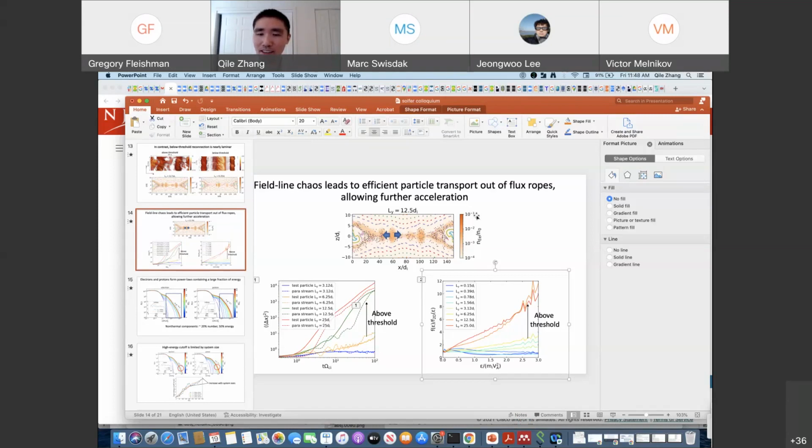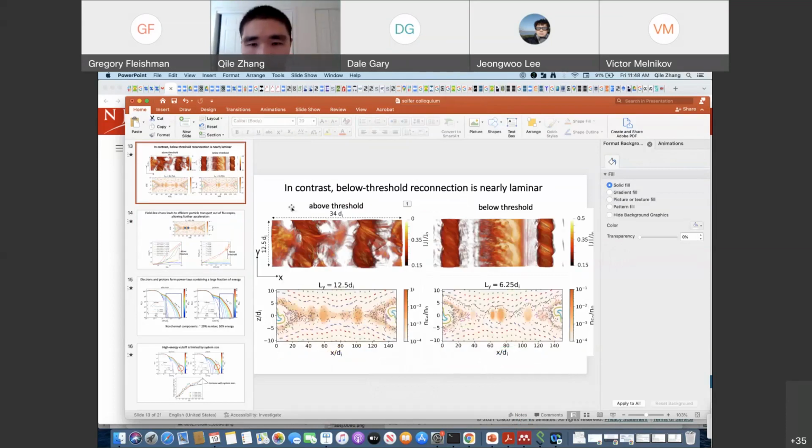Okay, Dale. Yeah, I was just trying to understand what we're seeing. It's a little bit hard to hear you. Could you be a little bit closer? If you look at slide 13, I'm trying to understand what we're seeing here. The color table seems to indicate that the white is high current and the dark red is low current. Is that right?